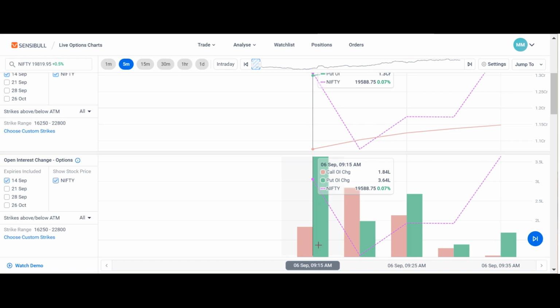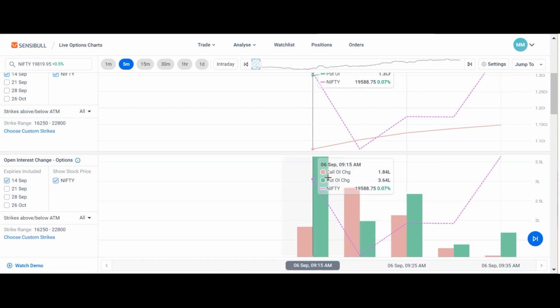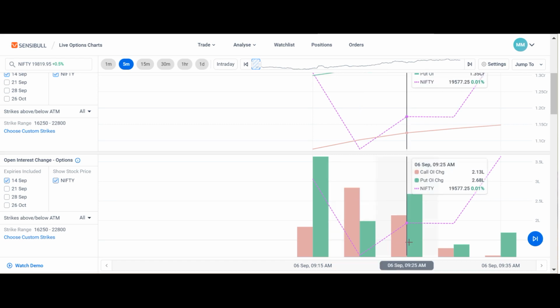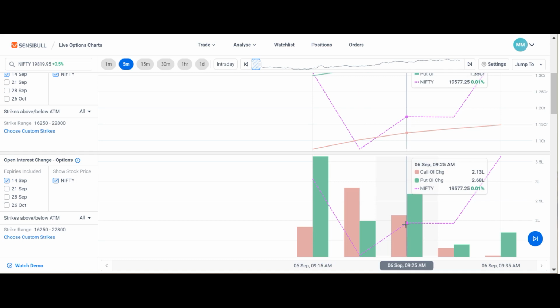The first important thing, if you look at it, is that call writers are not adding much positions, but put writers are adding positions. In the next candle, which will keep getting updated automatically, call writers came up and put writers reduced. This is the change in open interest. Here more call writers were added but put writers added a small position, then again put writers added more positions and call writers too. So it is in equal proportion, with small differences here and there.